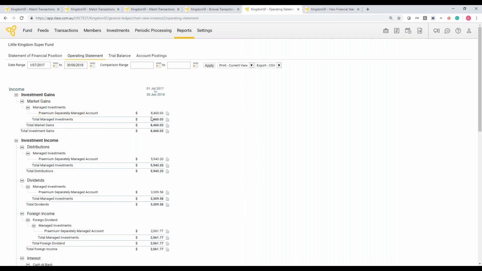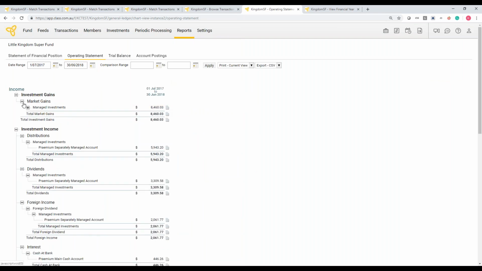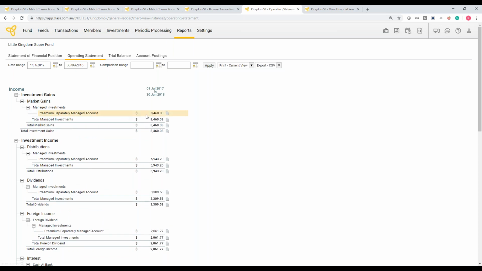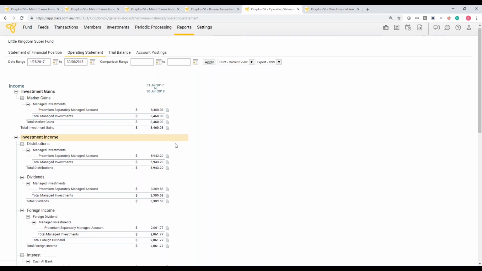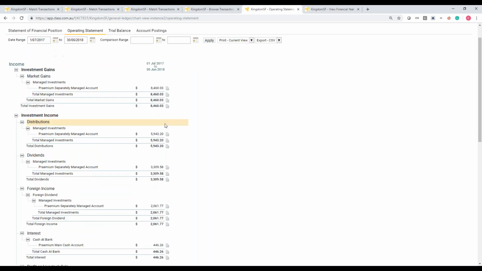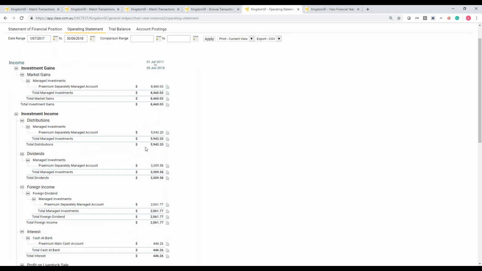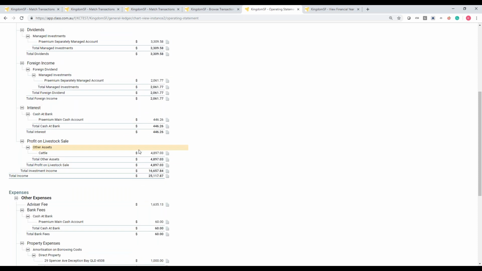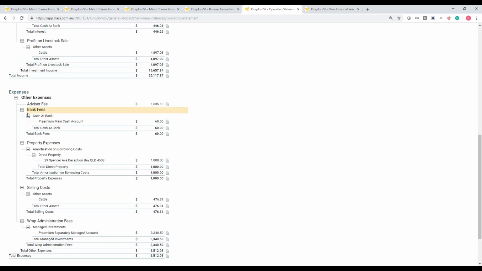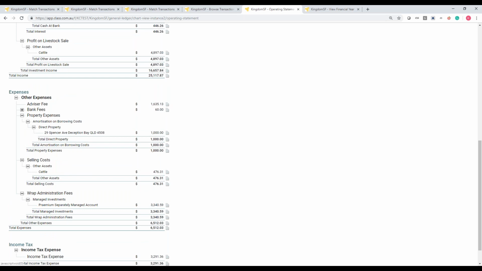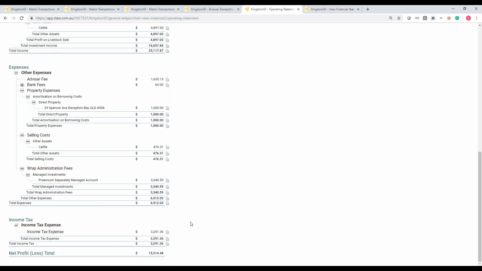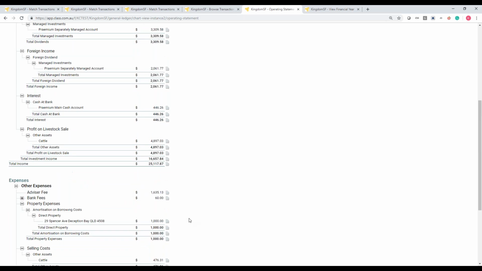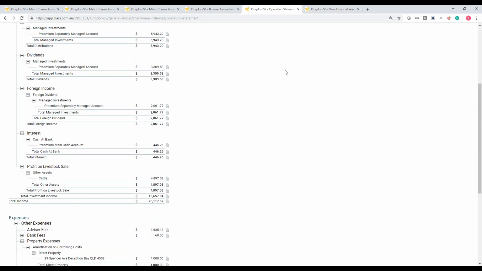So market gains, this is including the realized and unrealized gains on the separate managed accounts or one-line wrap accounts, the distributions, the dividends, the foreign incomes, the interests, and the profit on the cattle sale, and the bank fees, advisor fees, platform fees, the amortization on the property expense. Yeah, so that's all for my presentation.